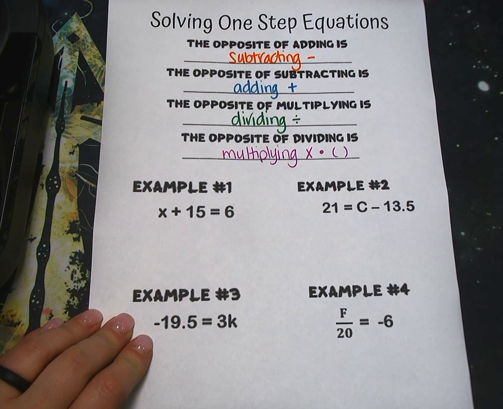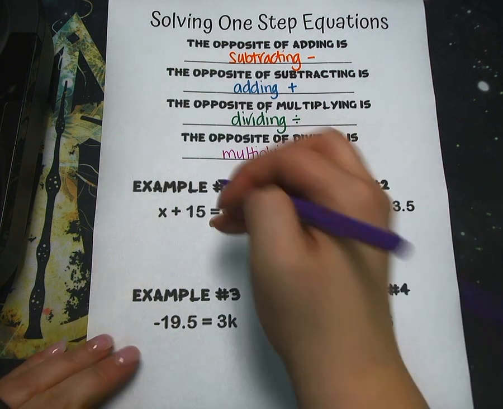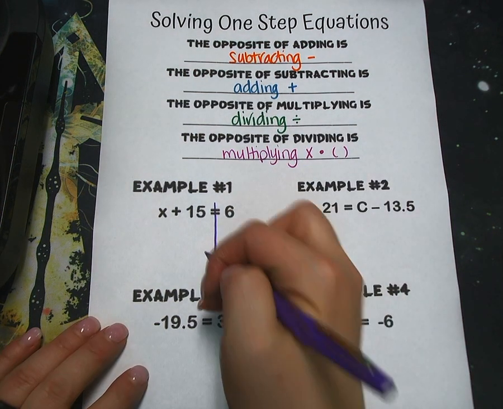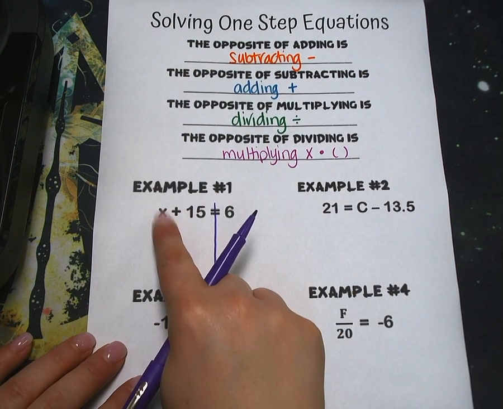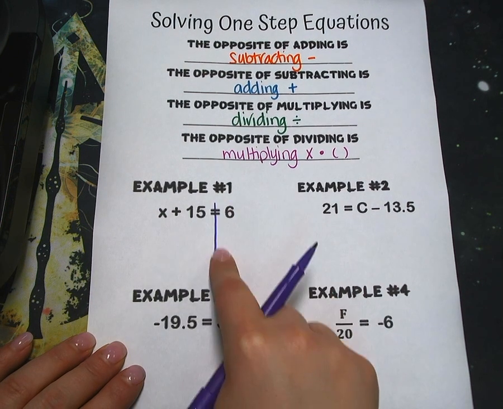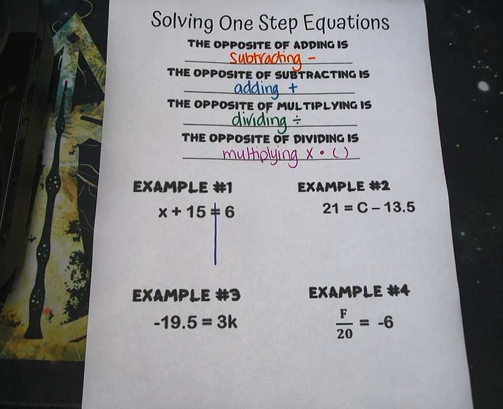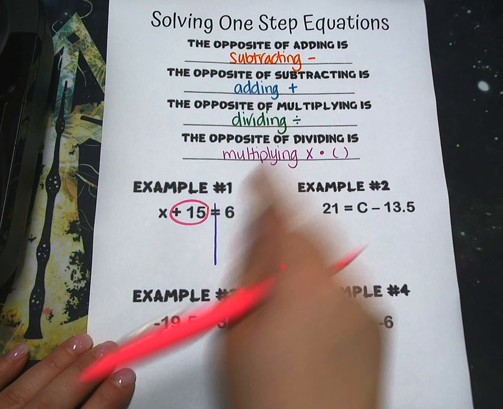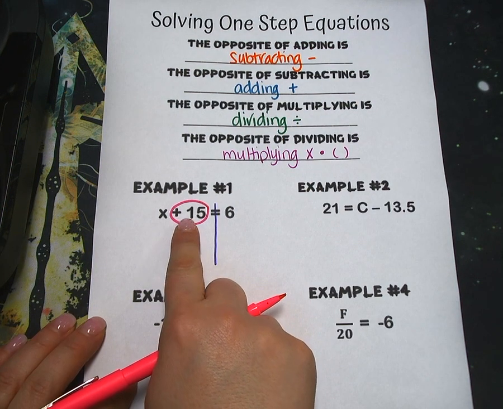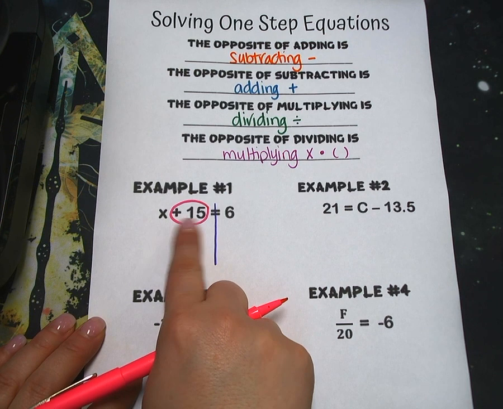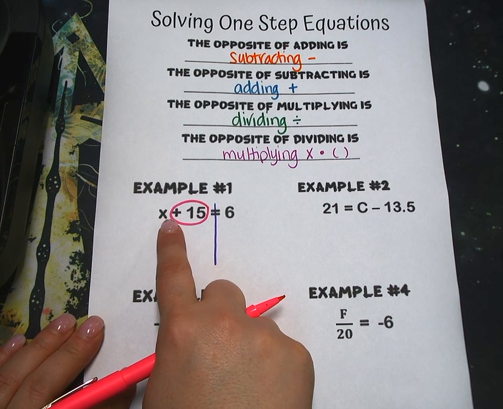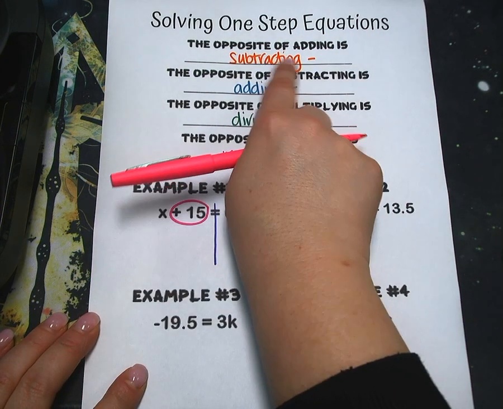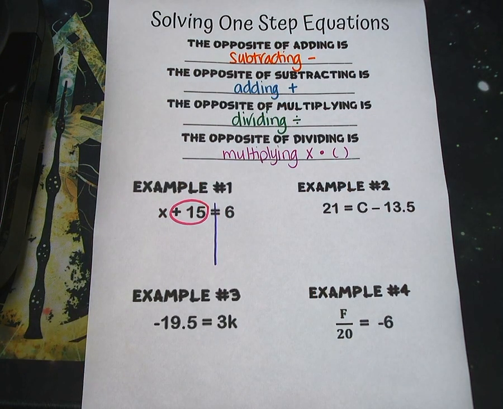equal 6. So what we do is we draw a line down the equal sign. Our ultimate goal is to get x alone on this side of the line because the equal sign is always the middle. So we need to get rid of the plus 15 because we want x to be by itself. So we're going to circle whatever's with x and ask, what is the opposite of adding 15? Or what's the opposite of positive 15? Well, that would be subtracting 15 or negative 15.